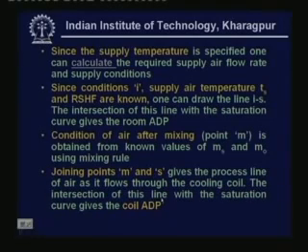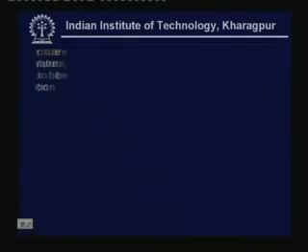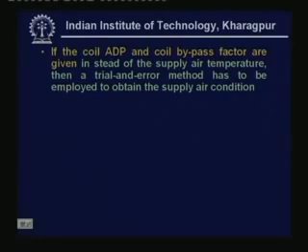Joining points M and S gives the process line of air as it flows through the cooling coil. The intersection of this line with the saturation curve gives the coil ADP. If the coil ADP and coil bypass factor are given instead of the supply air temperature, then a trial and error method has to be employed to obtain the supply air condition.